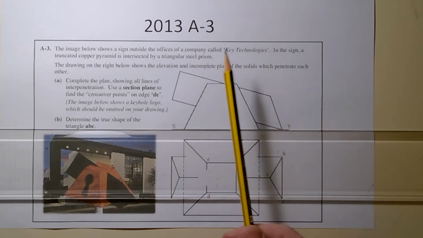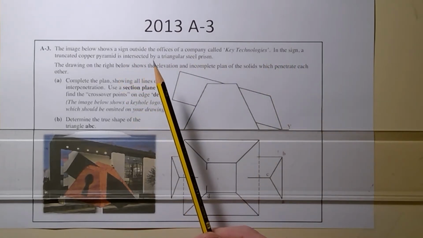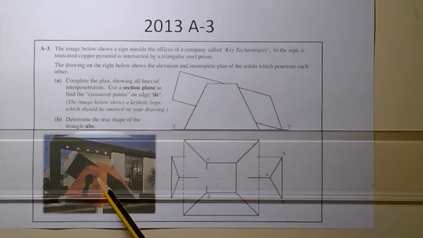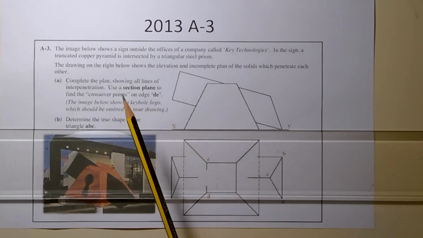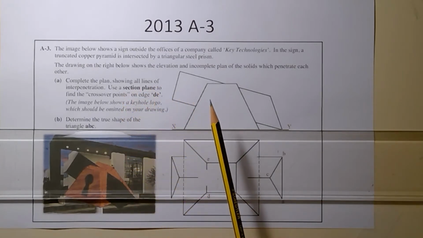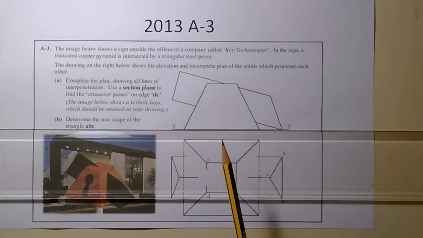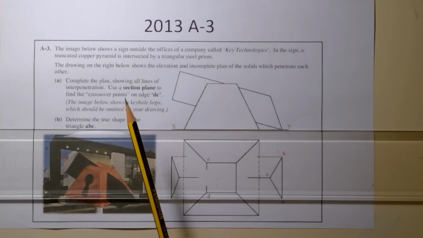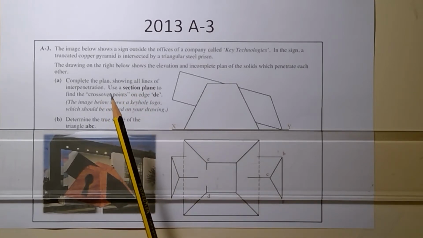Okay, so the image below shows a sign outside the offices of a company called Key Technologies. In the sign, a truncated copper pyramid is intersected by a triangular steel prism. So there's a copper pyramid, there's a triangular steel prism. We can see it there cutting in through it and coming back out here. So the drawing on the right shows the elevation and incomplete plan of the solids which penetrate each other. Complete the plan showing all lines of interpenetration.